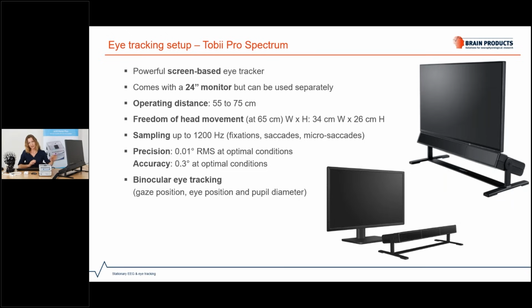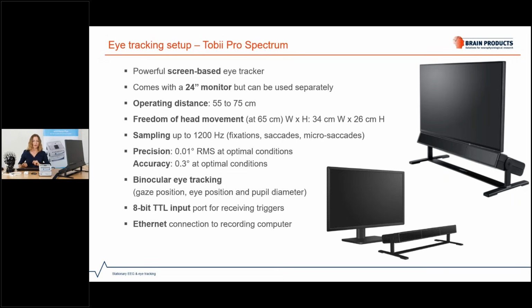The sampling rate of the Spectrum is quite high, going up to 1,200 Hertz. With this sampling rate, you can detect even the quickest eye movements like microsaccades. It also has very high accuracy and precision, and the Spectrum performs binocular eye tracking. That means that both eyes are being captured by stereo images, and each eye can be tracked separately. So the gaze position, the pupil diameter, and the pupil position in space will be tracked for each eye.